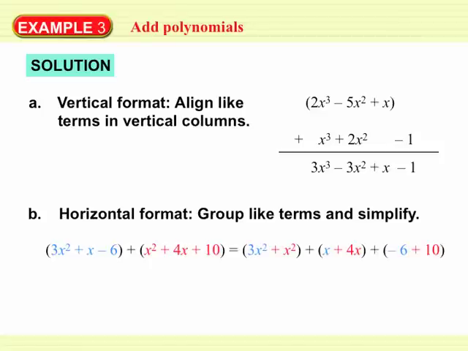Notice that what I did was I took the 3x squared from the first polynomial and the x squared from the second and added them together. Then I took the x and the 4x and added them together. And finally, I took the -6 from the first polynomial and the +10 from the second and added them together. When I simplify each of these groups of like terms, I get 4x squared plus 5x plus 4.